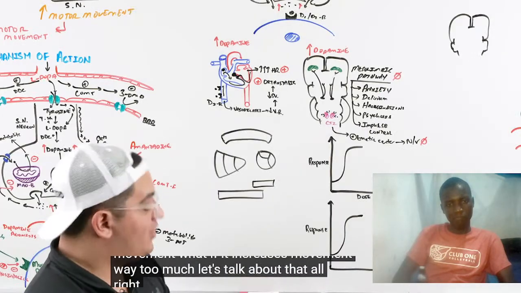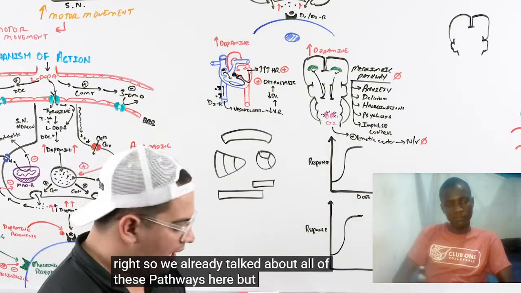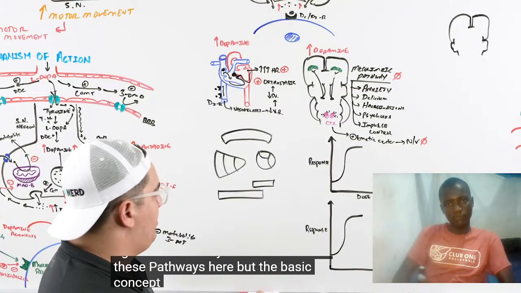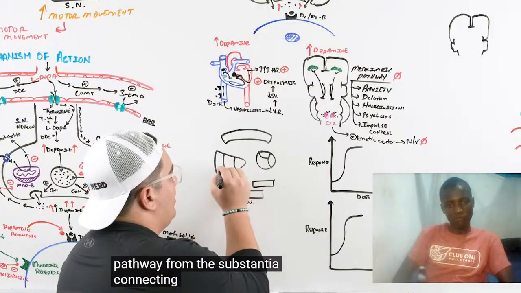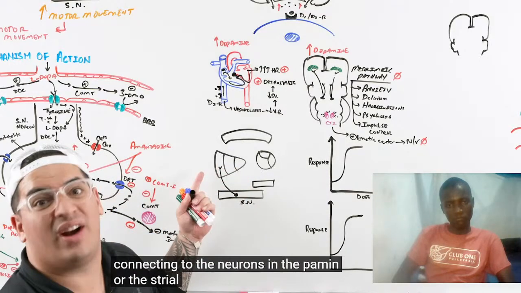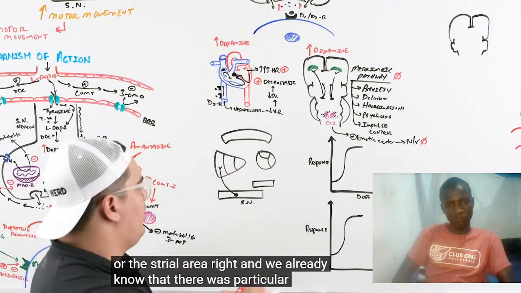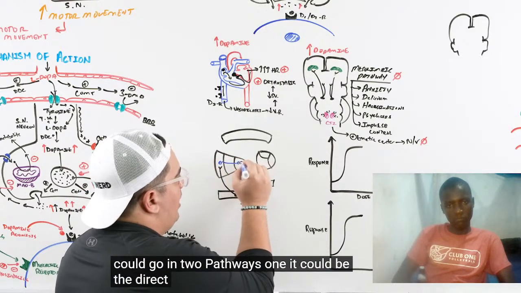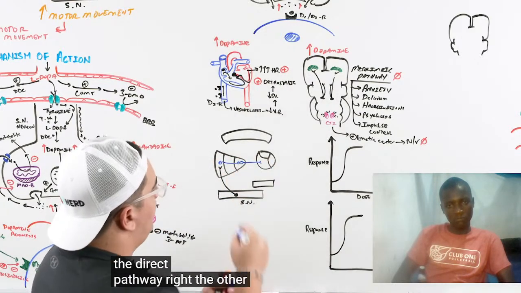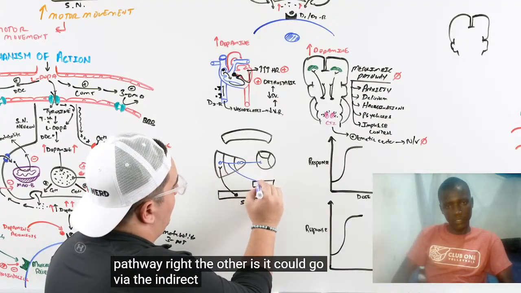Let's talk about that. We already talked about all of these pathways, but the basic concept here is that we had the nigrostriatal pathway, which is the dopaminergic pathway from the substantia nigra connecting to the neurons in the putamen or the striatal area, right? And we already know there were particular neurons here that could go in two pathways. One, it could be the direct pathway. The other is it could go via the indirect pathway.